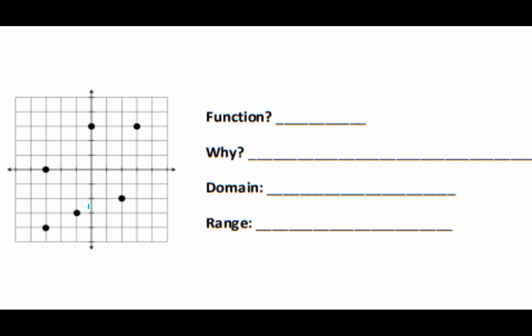All right, so we're going to look, is this a function? And remember, if we do a vertical line test, we can tell right here, if I were to draw a vertical line here, I'd pass through 2 points, wouldn't I? So no, it does not pass the vertical line test. All right, but now we're going to talk about finding domain and range.